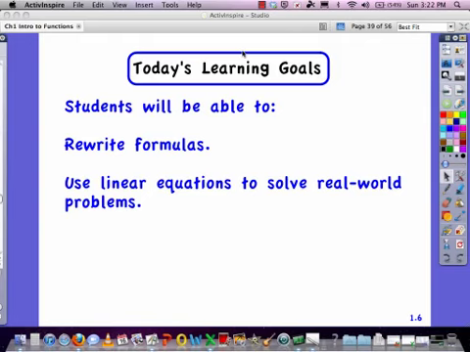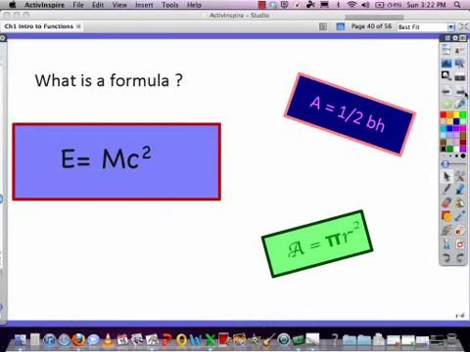Today's section 1.6, rewriting formulas. Formulas you've worked with in geometry, but you can see we're going to practice rewriting them as well as using linear equations to solve real-world problems. So with that, let's share a couple formulas we've seen.